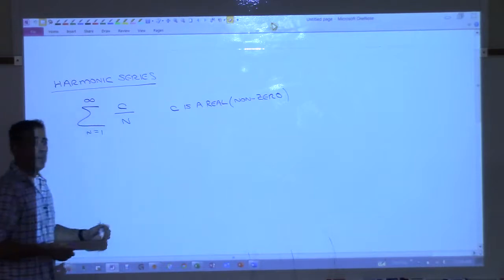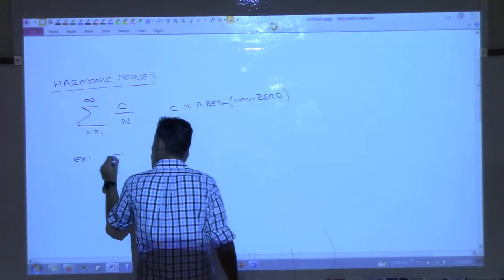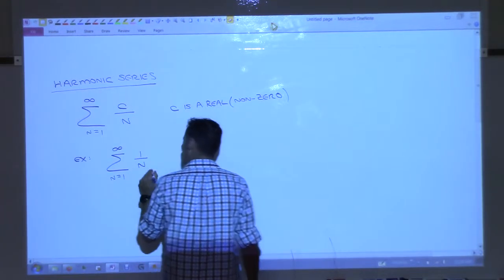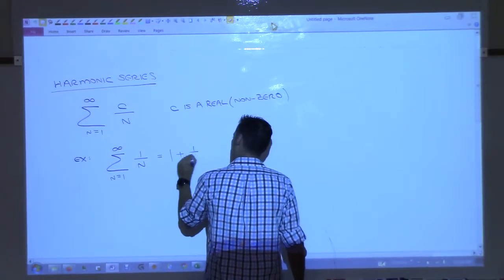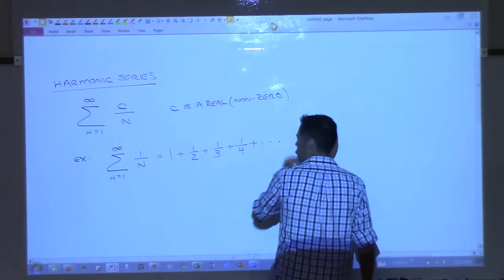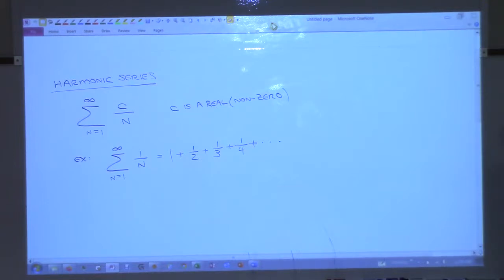So let me give you an example of a harmonic. Sum n equals 1 to infinity of 1 over n, which would be 1 plus a half plus a third plus a fourth plus dot, dot, dot. Do y'all agree that that's harmonic? What's C? 1, okay. And notice that the denominators just keep growing by 1.